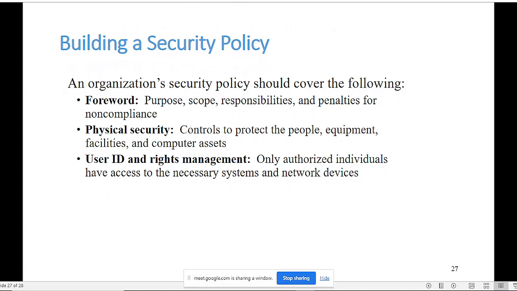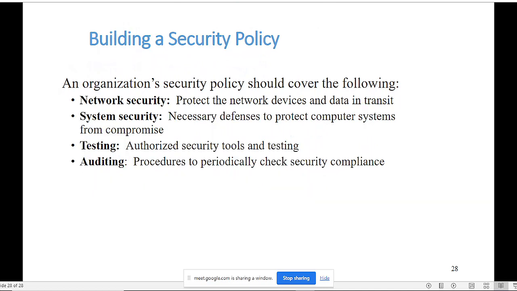And who is responsible. We have looked at that, right? And penalties for non-compliance. If someone is not following the policy, what should they be given, or rather how should they be punished? Physical security, we also need to have that captured within the policy. And of course, you have seen also the user identification management. You also need to capture that. You also need to capture the overall network security. And of course, you need to capture the system security, right?